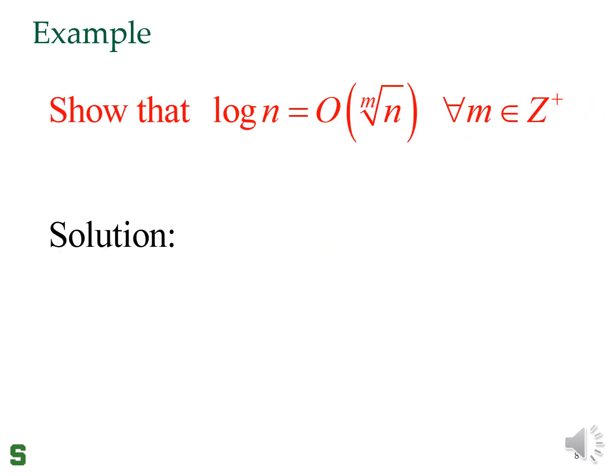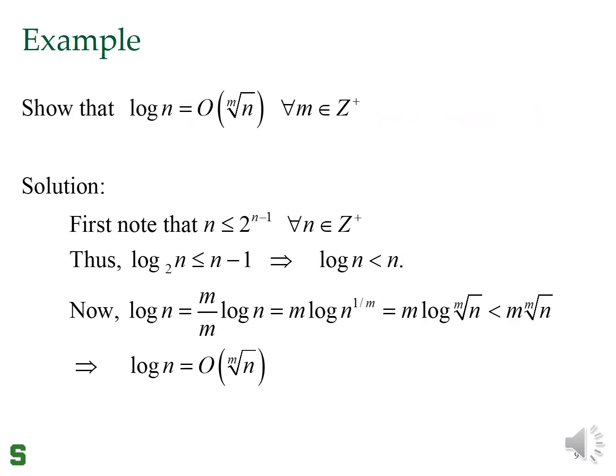Our next example is to show that log n is big O of the mth root of n, where m is any positive integer. We'll do it using the properties of log that we identified earlier. Now this proof works as follows. First, I'm going to observe that n is less than or equal to 2 to the power n minus 1 for any positive integer n. I can take log to the base 2 on both sides. That will give me log n is less than or equal to n.